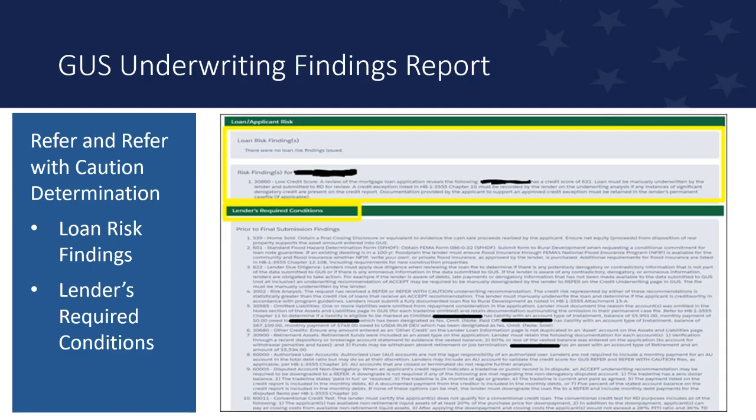I also suggest reviewing all data entries for accuracy, and although it's not required, I recommend that you enter assets into GUS, because there are many times that the addition of assets may actually result in the GUS refer changing to a GUS accept. Just be sure to confirm, however, that the assets entered into GUS are documented assets and are in the lender's permanent loan file. This includes investment or retirement accounts such as 401k.